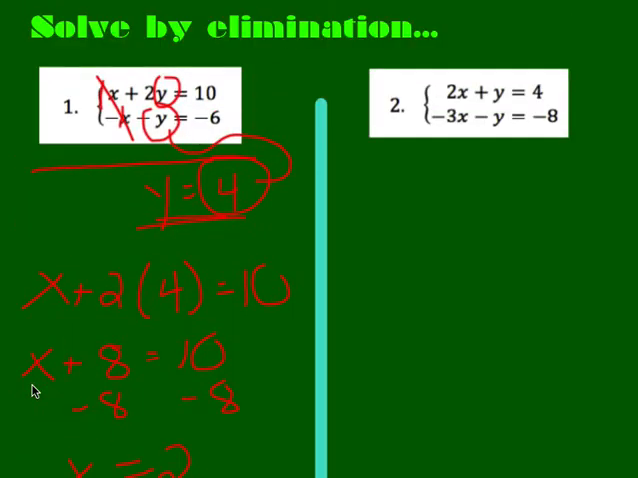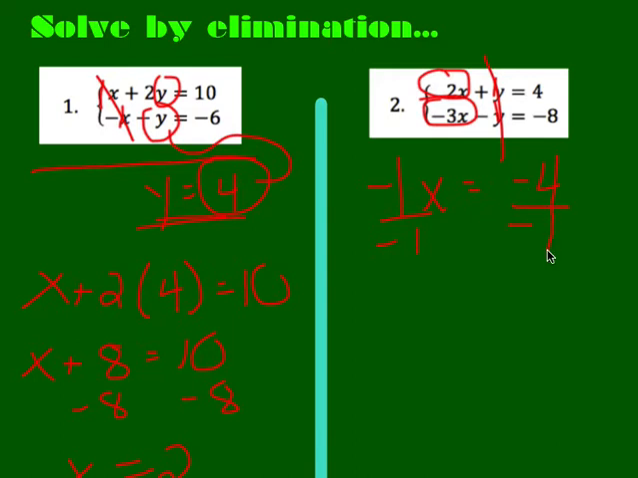Let's take a look at number 2. Again, those y's each have a coefficient of 1 in front of them. And I notice that they have opposite signs, a +1 and a -1. So I can go ahead and cancel those out when I add down the columns. So I can use elimination right away. Then I'm going to have 2x minus 3x. Well, that's going to give me a negative 1x. 4 minus 8 is going to be a negative 4. So now I'm going to solve for x.